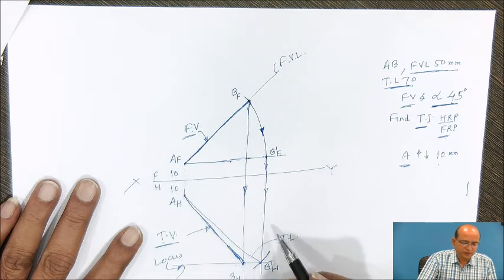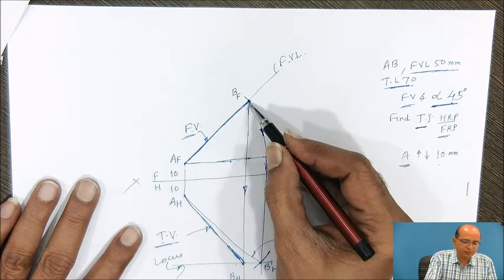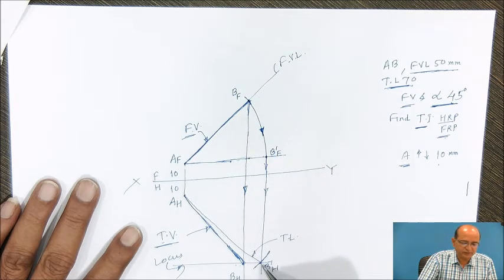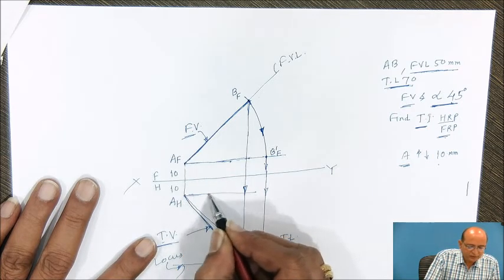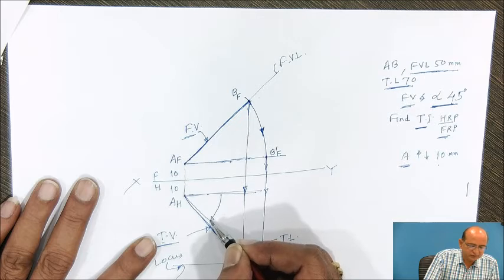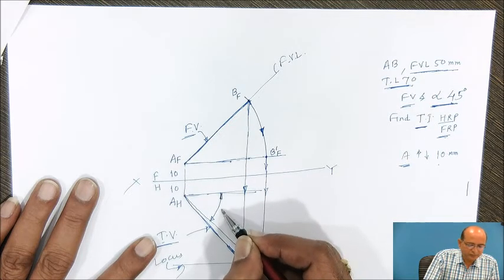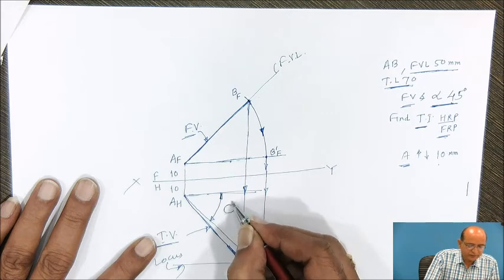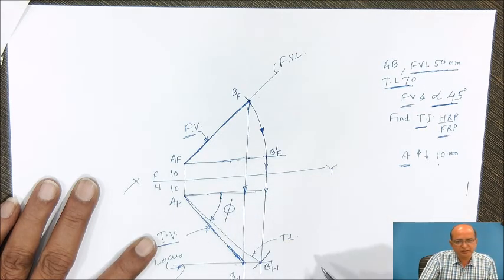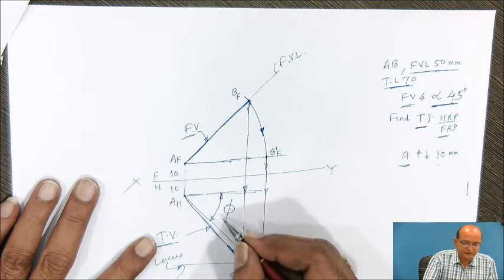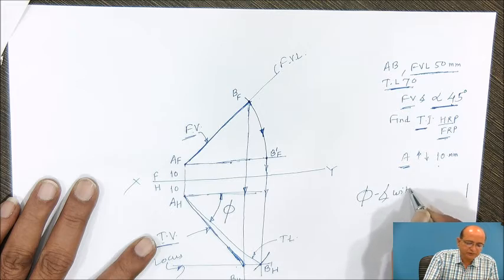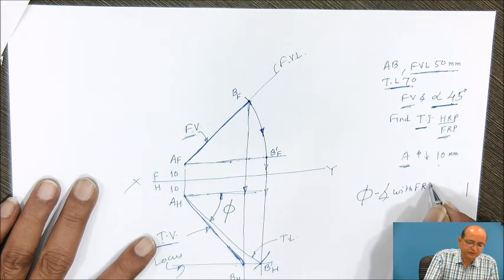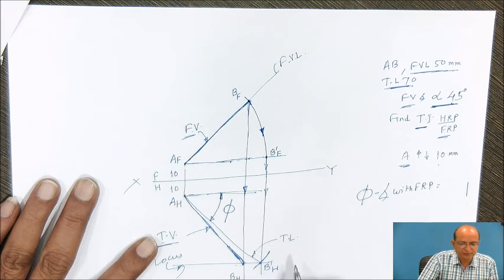So here we have completed the true length line by rotating the B F point, taking the projector in the downward direction and marking the true length. So here the angle of this true length line, this is the angle of the true length line with FRP, which is directly obtained earlier. So that is phi. So phi is the angle with FRP. So that measurement will give us the angle with HRP.